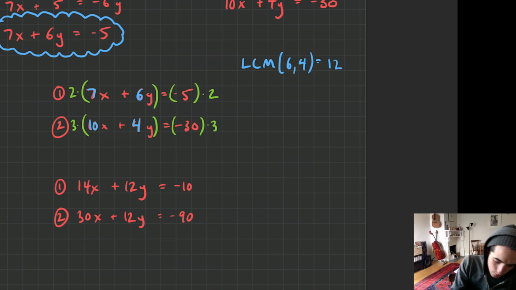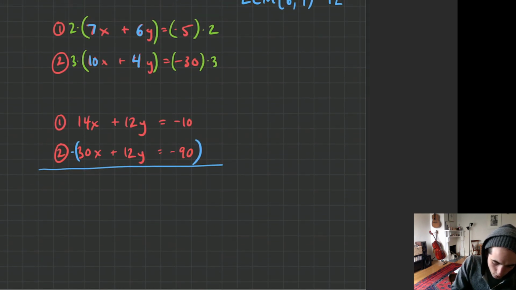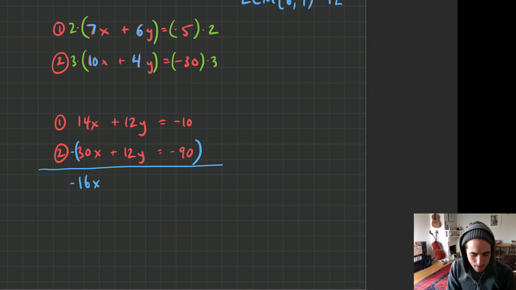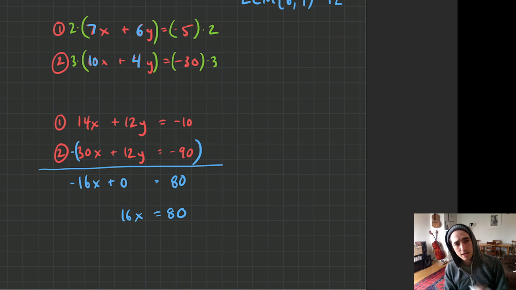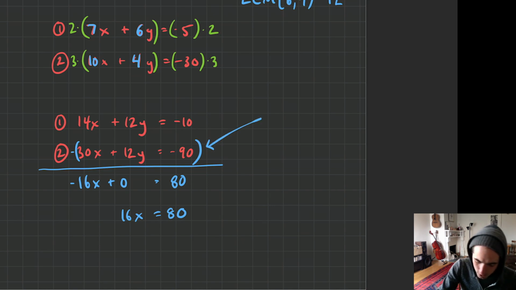So I'm going to subtract equation 2 from equation 1, and what I get is the following. 14x minus 30x is negative 16x. 12y minus 12y is 0, so I've got plus 0. And that's all equal to negative 10 minus negative 90, which is the same thing as negative 10 plus 90. That's going to be 80. So I've got 16x equals 80. And there I've gone ahead and eliminated the y's, and this portion right here is what we refer to as elimination.